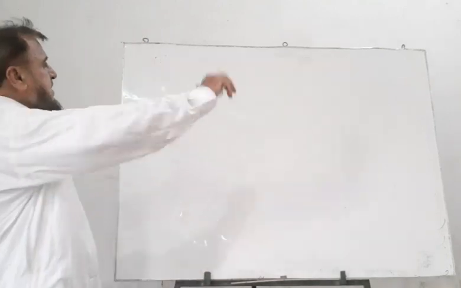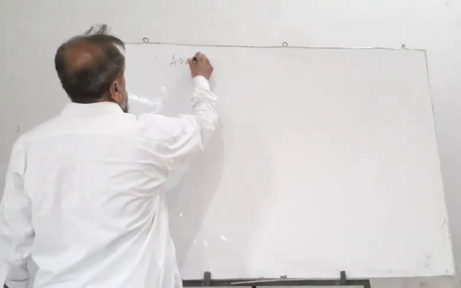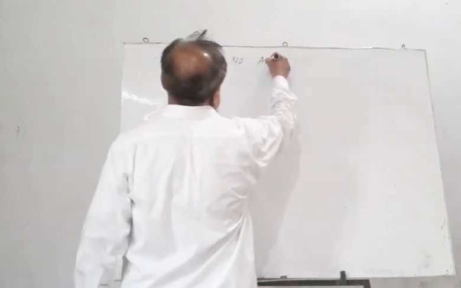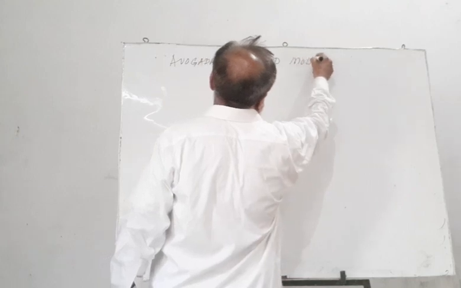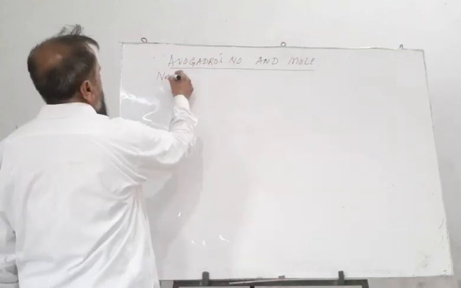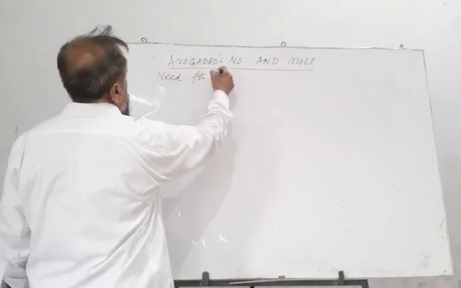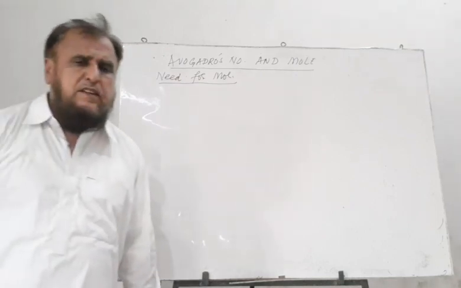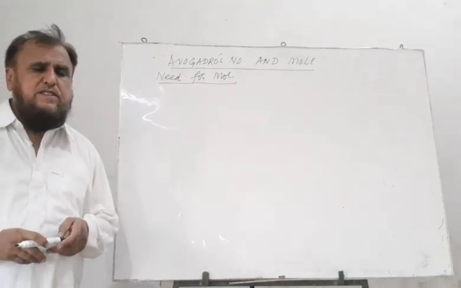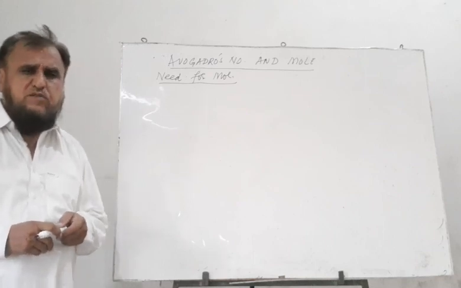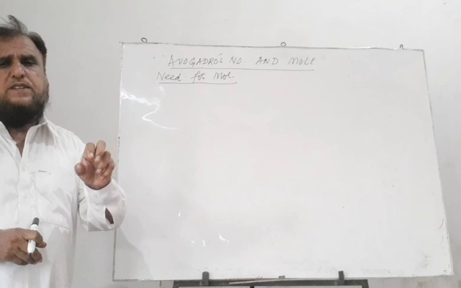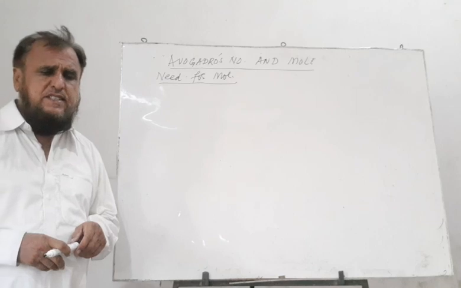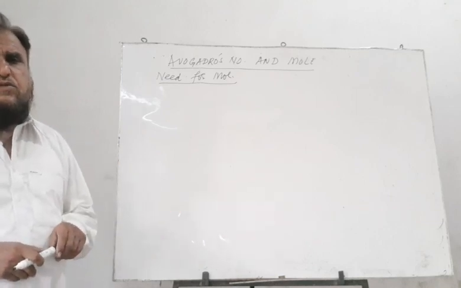Quantitative chemistry. We are discussing Avogadro's number and mole. What is the need for introducing the mole? We know that for measuring different quantities, we use different units. If we have a small quantity, we use a smaller unit, and as the magnitude of the quantity increases, we use larger units.